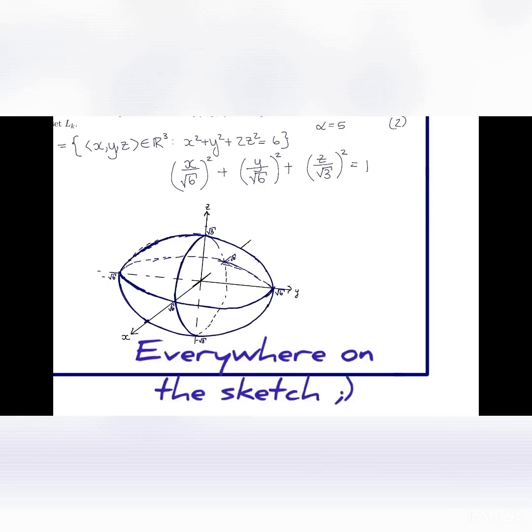x-intercepts positive and negative square root 6, y-intercepts positive and negative square root 6, and z-intercepts positive or negative square root 3. So after some practice, I sketched the ellipsoid, and as you can see, the intercepts and the shape are what is most important. So you got a mark for the shape and a mark for the intercepts, and that's why I indicated them everywhere on the question.